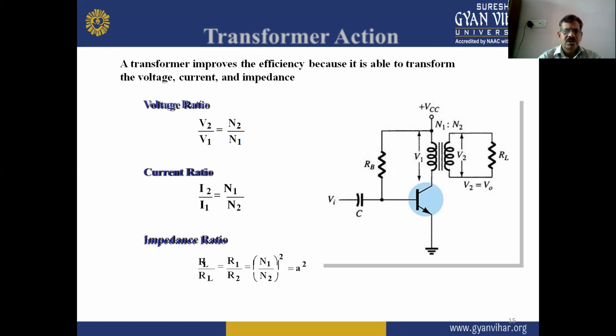The voltage ratio here is V2 upon V1 equals N2 upon N1. This is the relation between voltage and turns ratio of the transformer. And what is the relation between the current and the number of turns in the transformer winding? This is the current ratio: I2 upon I1 equals N1 upon N2. And what is the impedance ratio in this transformer coupled amplifier? Here R_L' equals R1 upon R2 equals (N1 upon N2) whole square, or equal to a square. So this is the relation for the impedance of the transformer coupled class A amplifier.